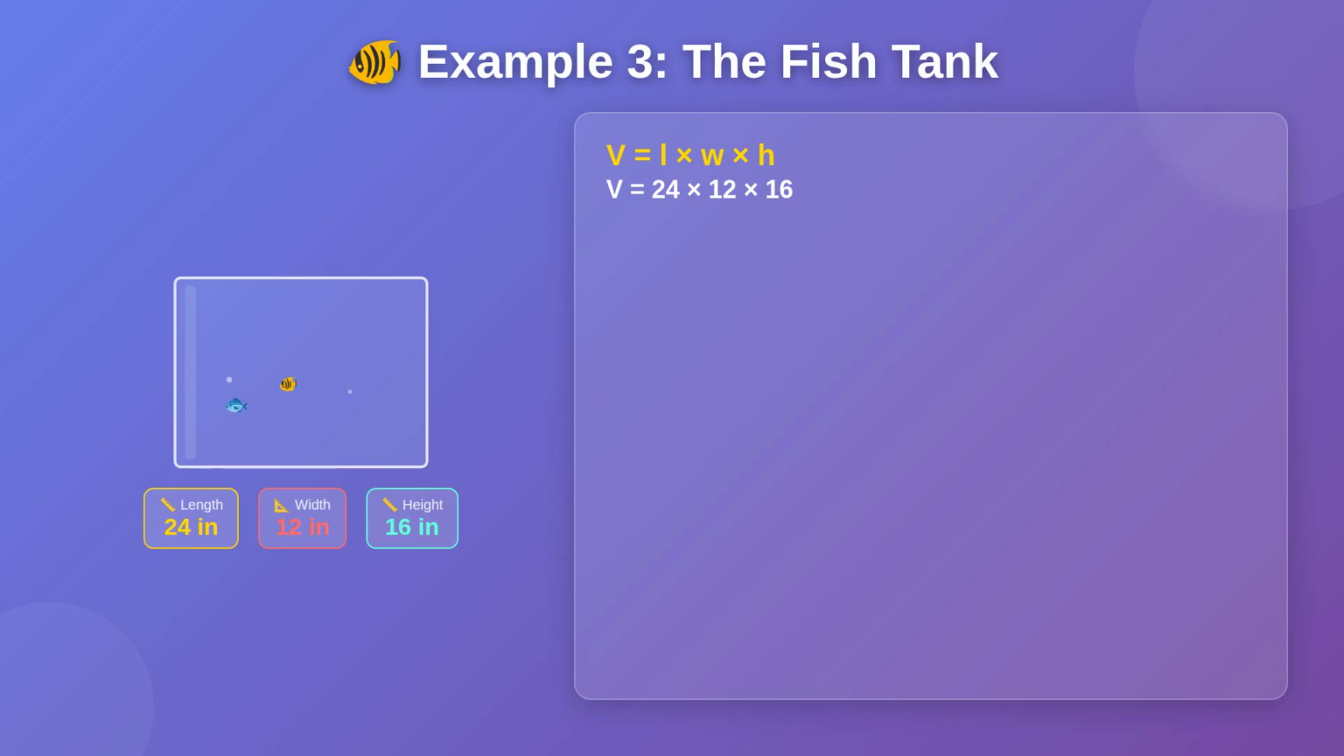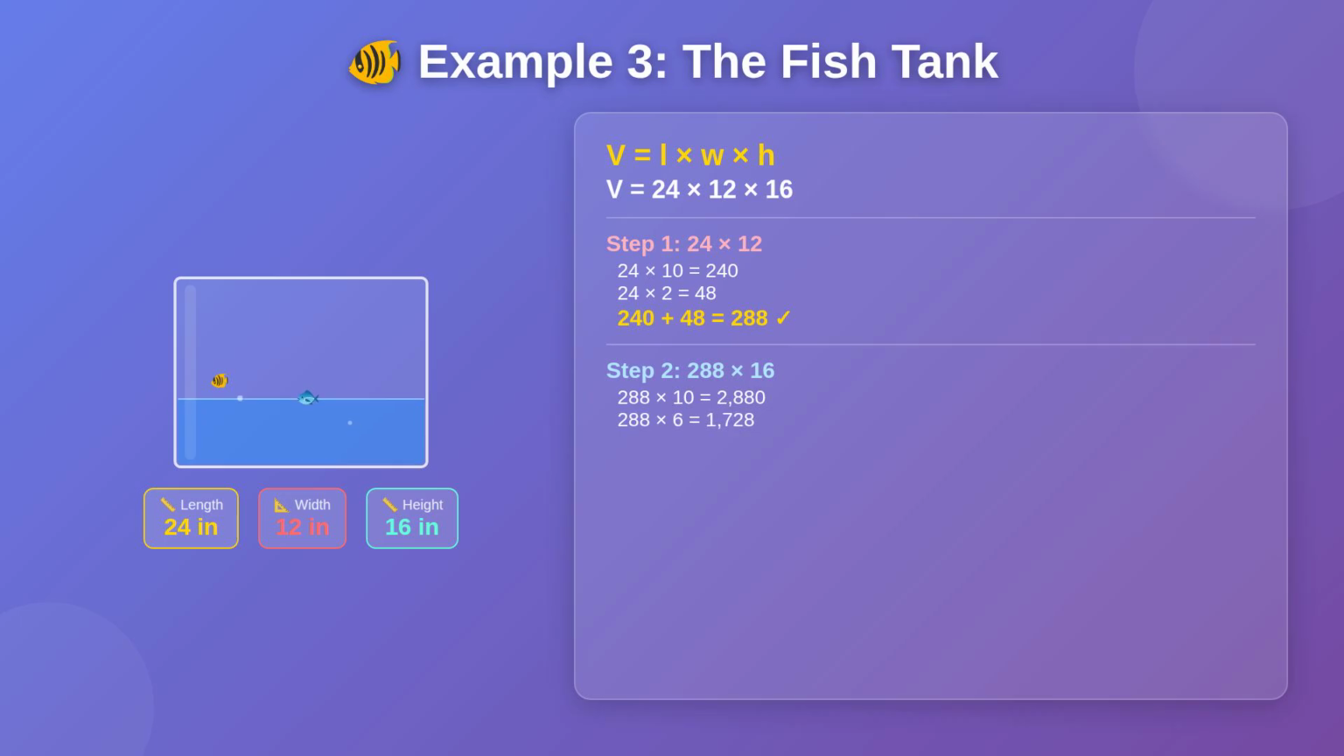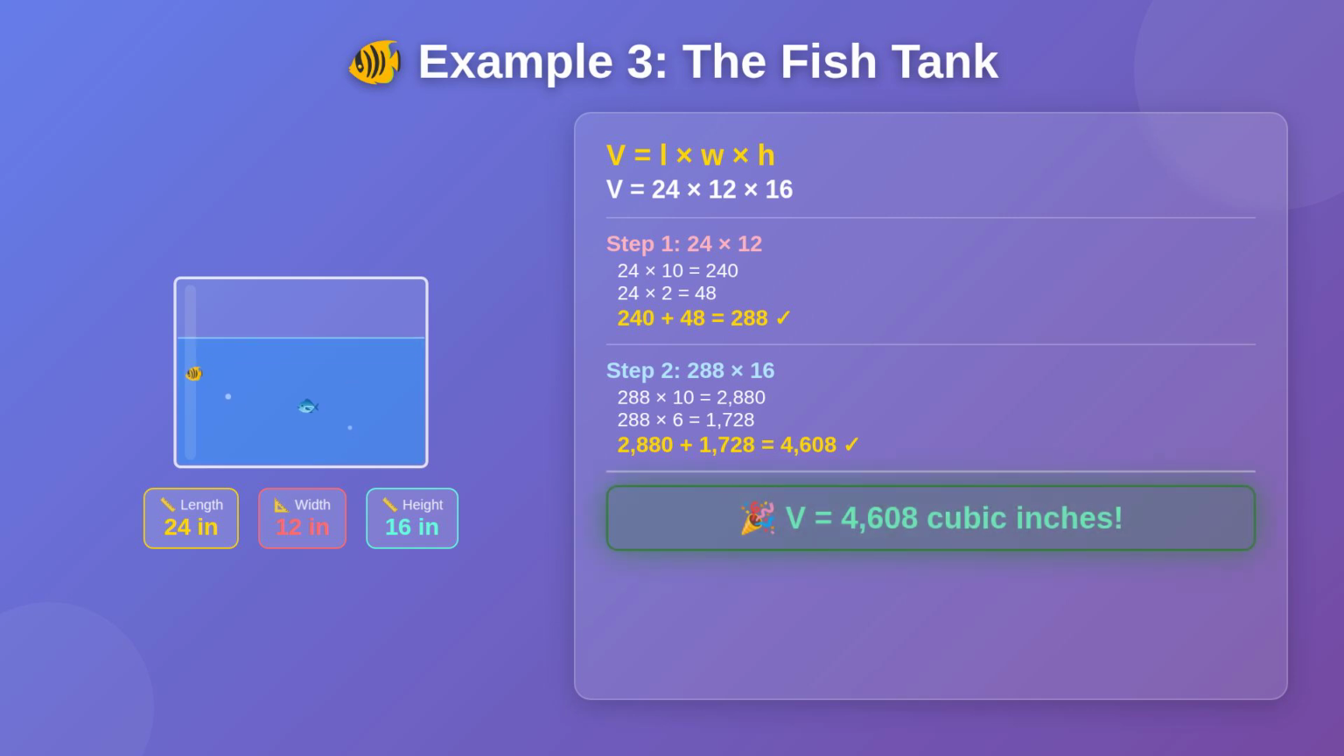Maya's little brother wants to know the volume of his fish tank. It's 24 inches long, 12 inches wide, and 16 inches tall. Let's solve it. V equals 24 times 12 times 16. First, 24 times 12. 24 times 10 is 240, and 24 times 2 is 48. So 240 plus 48 gives us 288.